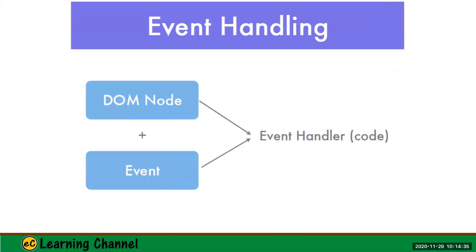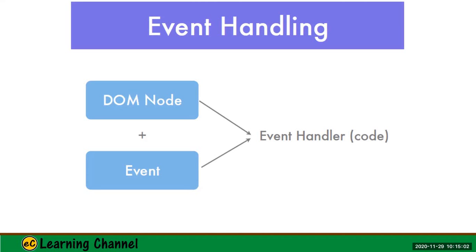And then event handling: you have a DOM node, and you have an event, and you will have an event handler. The event handler is just like your button having some onClick. onClick will hook up the event handler with your node and code.